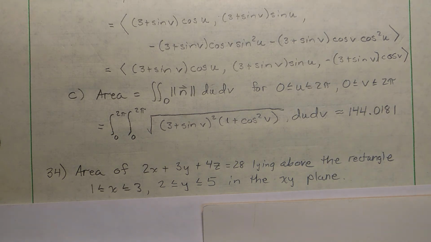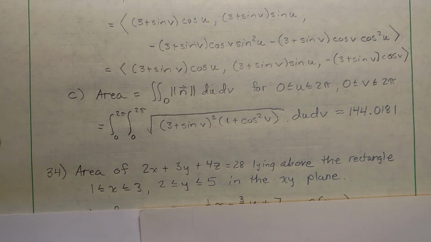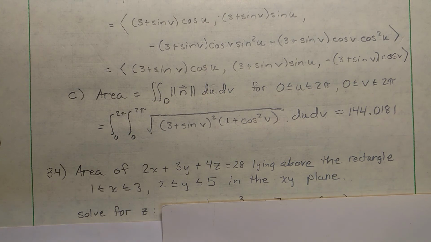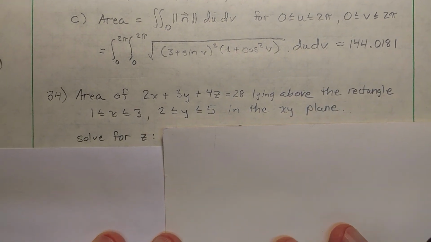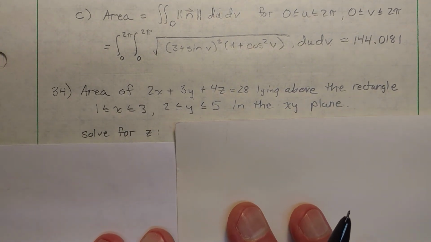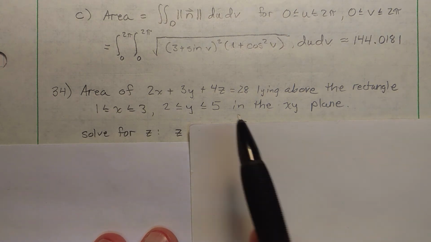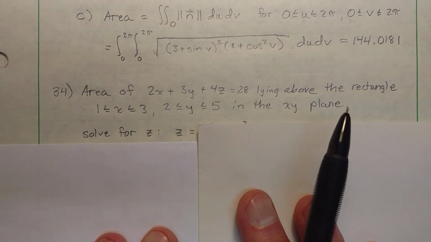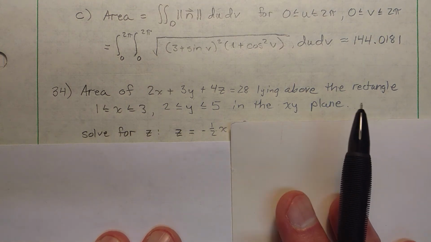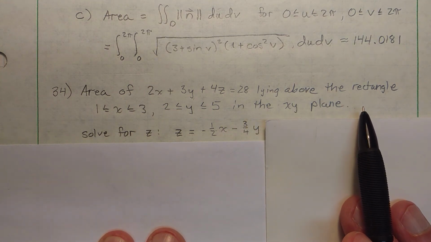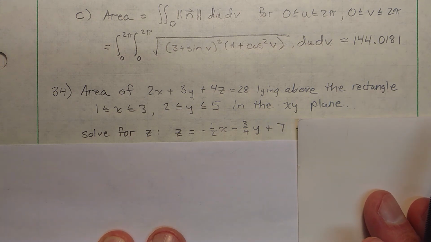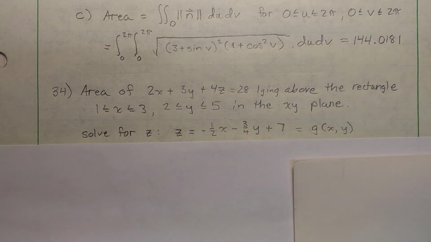So what we're going to do here is first solve for z, because remember we have to express z in terms of x and y in order to use formula number 9. So solving for z, I'm going to subtract each one of these and divide through by 4, so I get z equal to negative 1/2 x, negative 3/4 y, and 28 divided by 4 to get plus 7. So that's my g of x, y. That's going to be in place of my z.